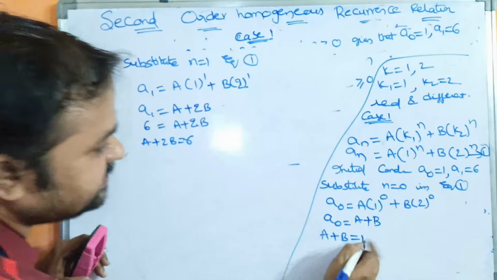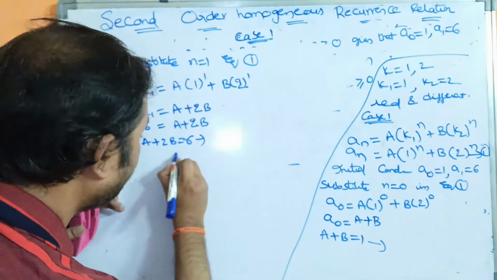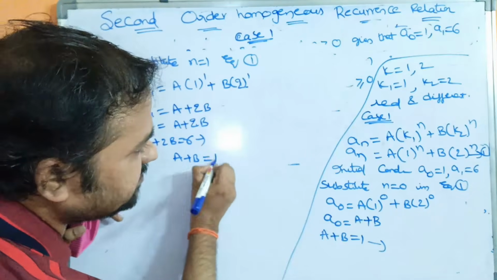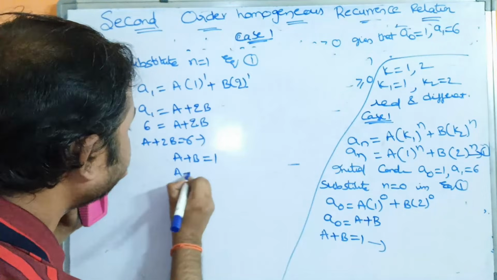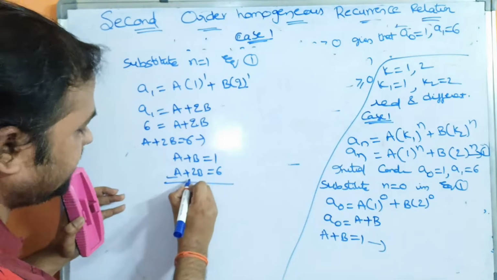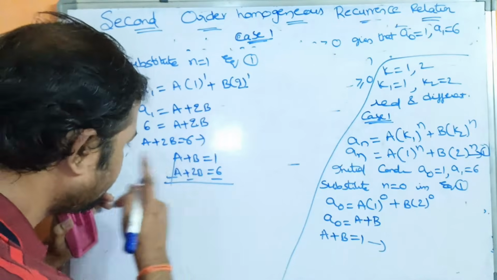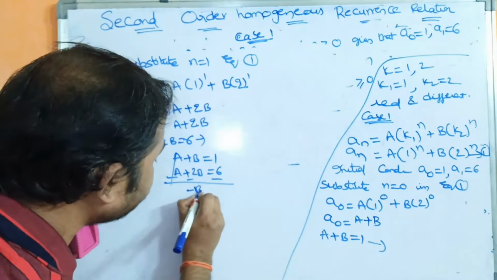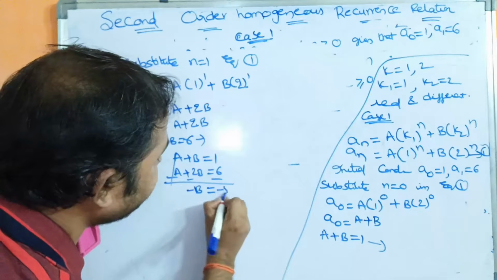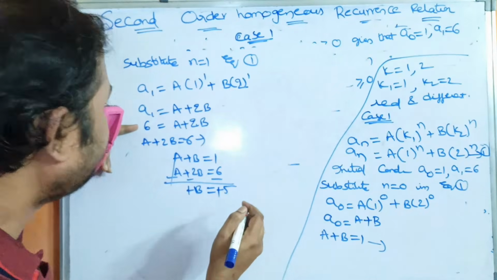Now from this equation and this equation, we have to get a and b. What is the first equation? a plus b is equal to 1. Second equation, a plus 2b is equal to 6. So subtraction: a minus a, we can cancel them. b minus 2b means minus b is equal to 1 minus 6 means minus 5. So we can say that b is equal to 5.